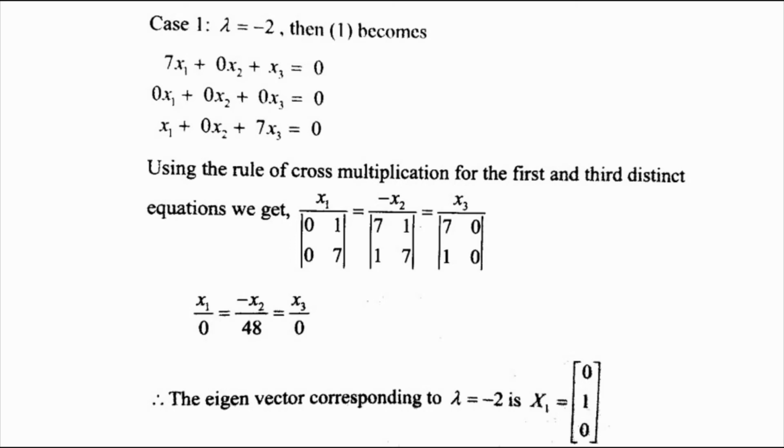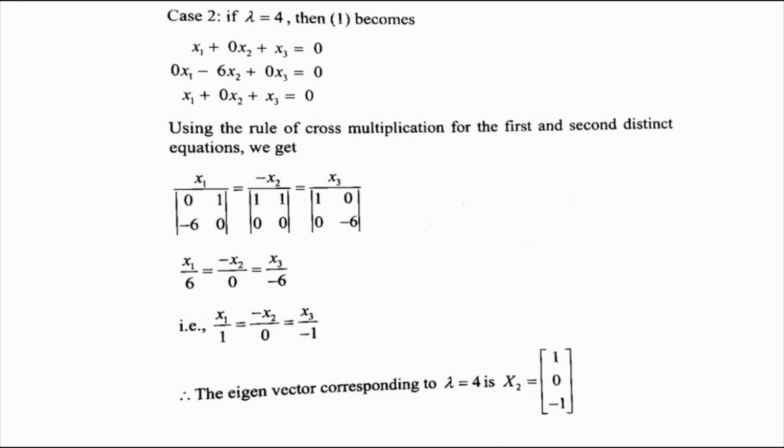In the same way, let us consider case 2. If lambda is equal to 4, same way we will be getting 3 equations. We can consider the first 2 itself because the first 2 are distinct equations. The same cross multiplication rule we can apply. And in the denominator, we get the values as 6, 0, minus 6. This is divisible by 6 and therefore we will be getting 1, 0, minus 1. And this is written as 1, 0, minus 1.